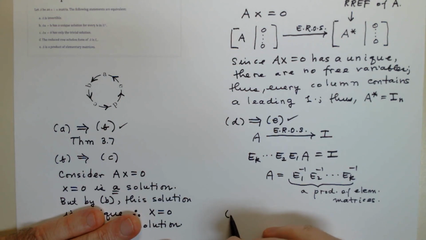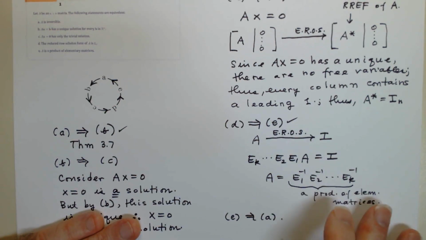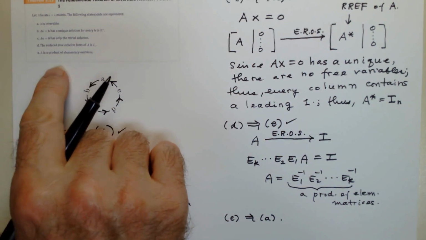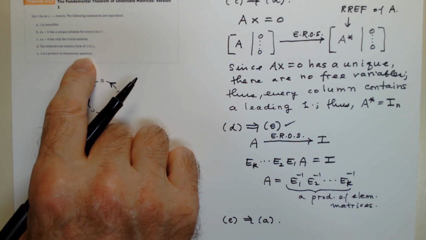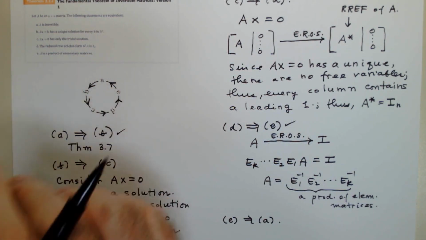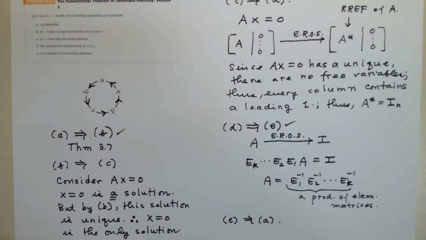And then finally, we have to show that E implies A. So we're assuming E. We're assuming that A is a product of elementary matrices. Now, that means that A, in fact, is a product of invertible matrices. And we know that a product of invertible matrices is itself invertible.